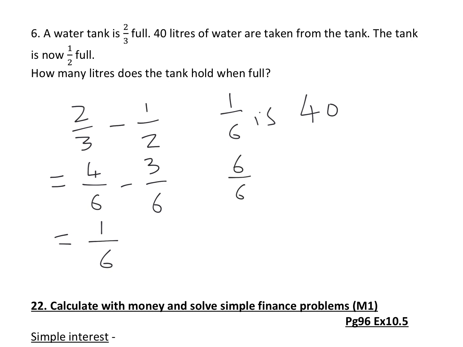The full tank would be 6/6, one whole. That would be 40 times by 6, which is 240. So there must have been, if it was full, there'd be 240 litres.